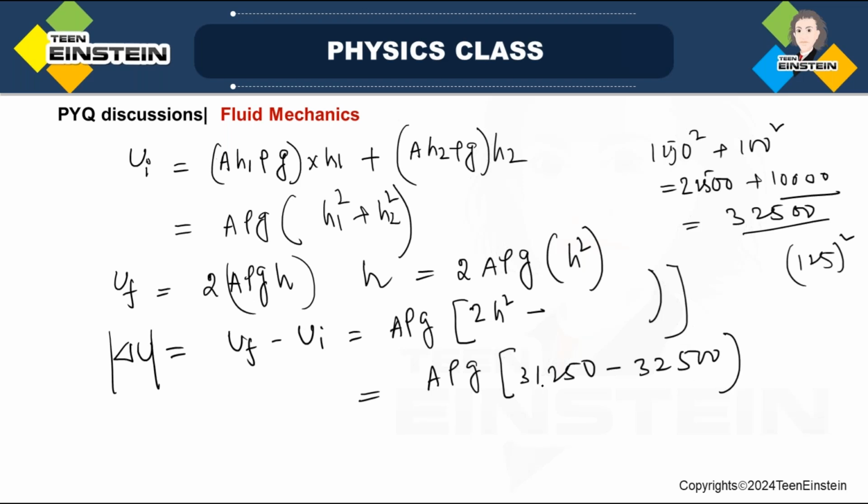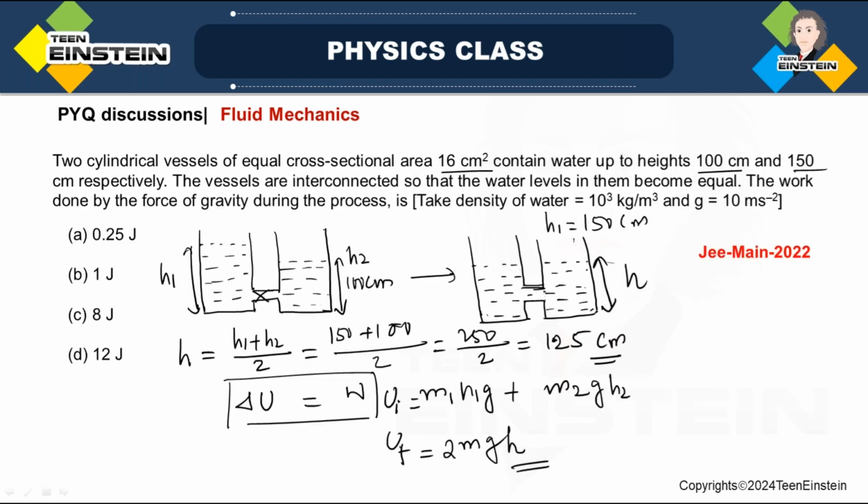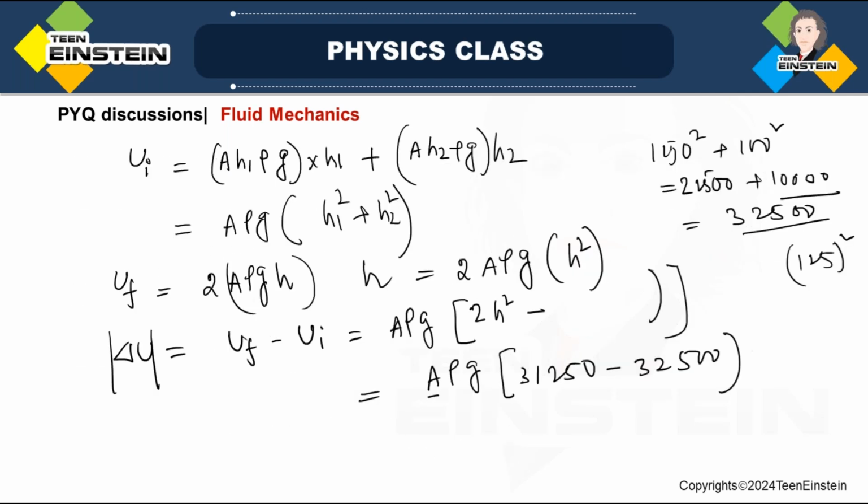So this will be in centimeter square. Here centimeter square will be there. Actually we have to see the options were in joule, right, in terms of newton meter. So this is 10 to the power minus 4. Let us multiply from the beginning. And this A is actually 16 centimeter square, 16 centimeter square into 10 to the power minus 4.